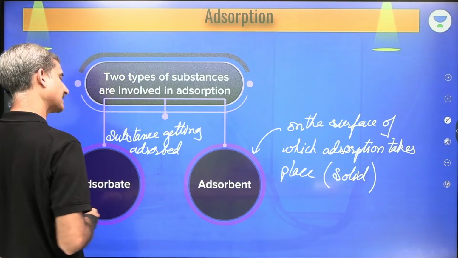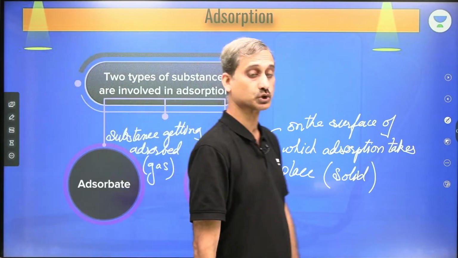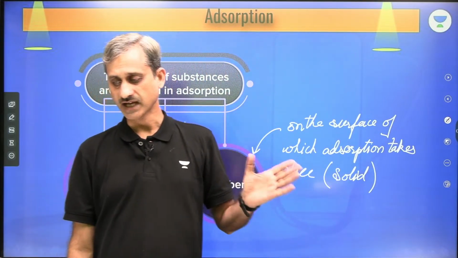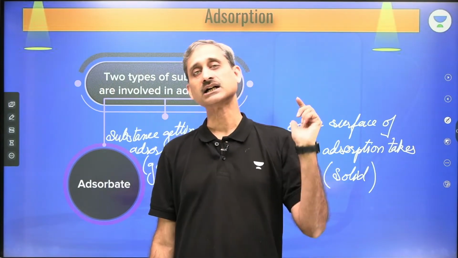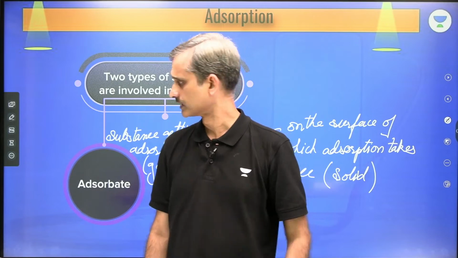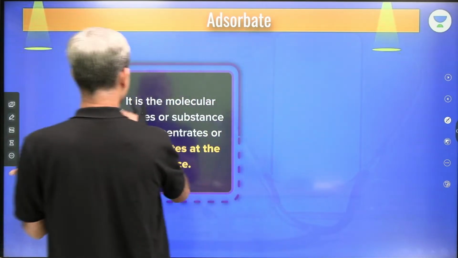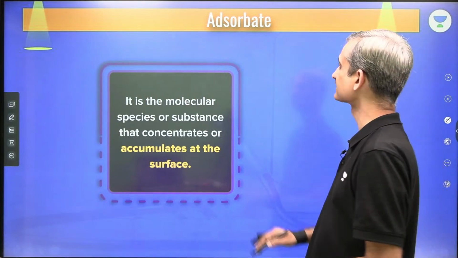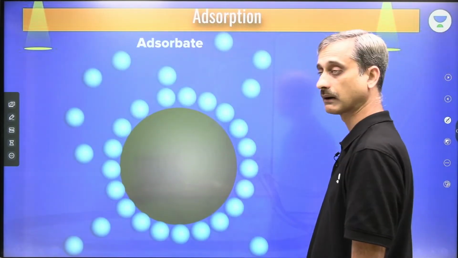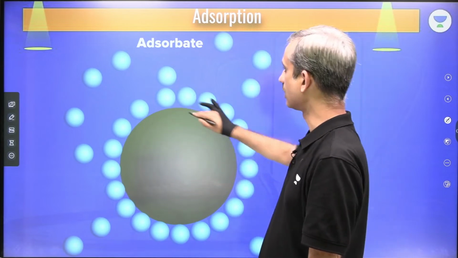Now, the substance which is getting adsorbed in this particular chapter, we are going to take as a gas. Please remember, the substance getting adsorbed could be a liquid, it could be a solid, but for our convenience, we are going to consider a gas. So, we have a gaseous adsorbate and a solid adsorbent, so we are talking about the adsorption of a gas on a solid. The molecular species or substance that concentrates or accumulates at the surface is the adsorbate, and this adsorbate is sticking onto the surface of the adsorbent.